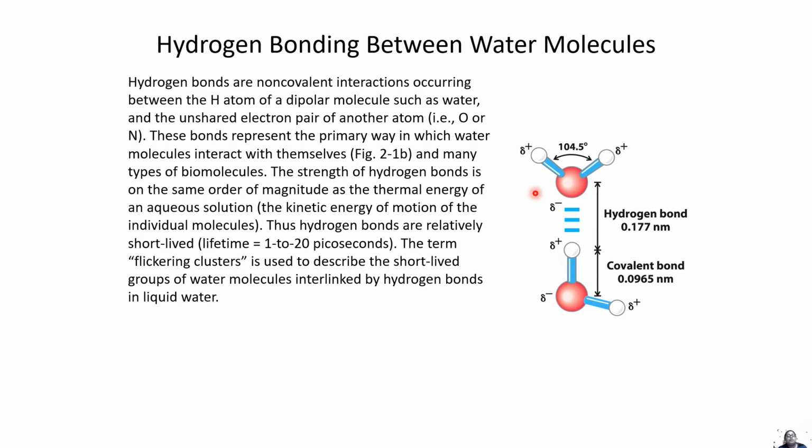Now, hydrogen bonds are non-covalent interactions occurring between the H atom of a dipolar molecule such as water and the unshared electron pair of another atom, that is, oxygen or nitrogen. These bonds represent the primary way in which water molecules interact with themselves and many types of biomolecules. The strength of hydrogen bonds is on the same order of magnitude as the thermal energy of an aqueous solution. So these hydrogen bonds are relatively short-lived. The term flickering clusters is used to describe the short-lived groups of water molecules interlinked by hydrogen bonds in liquid water.